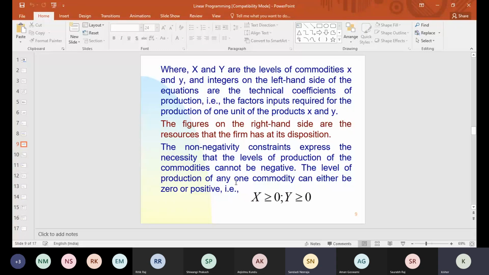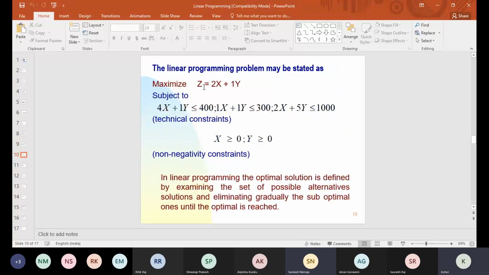So how to frame a linear programming problem then? It is like this. Maximize Z, because this is your objective, the total profit, equal to 2x plus 1y, subject to three different rows. 4x plus 1y is less than or equal to 400. 1x plus 1y is less than or equal to 300, and 2x plus 5y is less than or equal to 1000. These are three technical constraints and two non-negativity constraints. To save some space, I wrote it this way: X is more than or equal to 0, Y is more than or equal to 0.